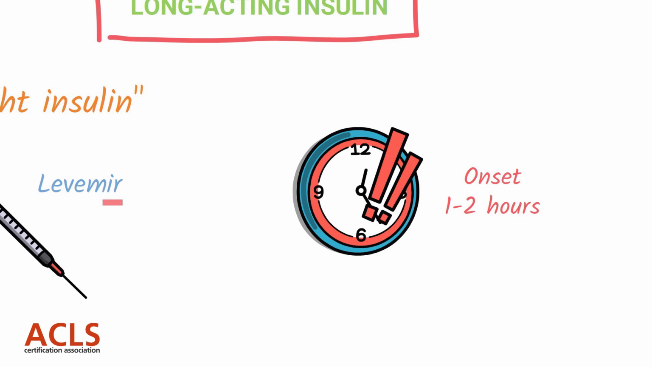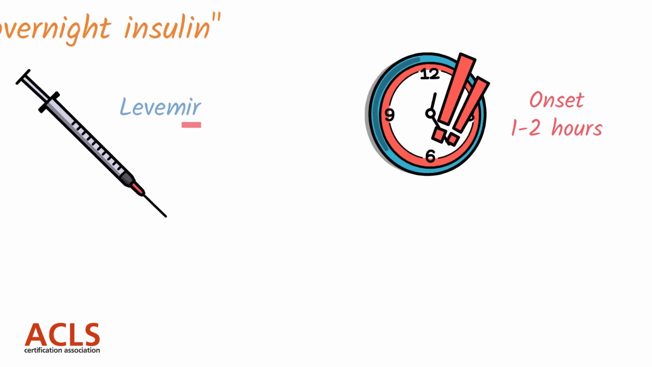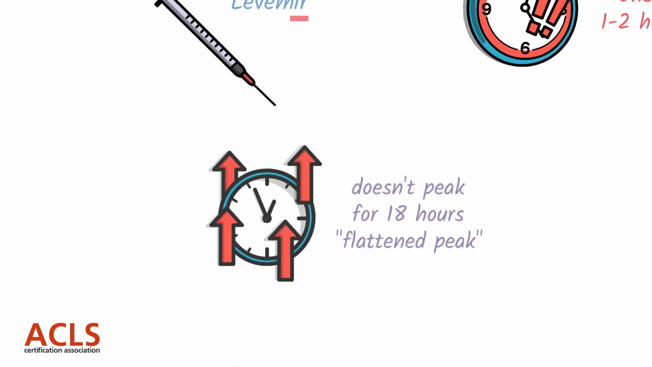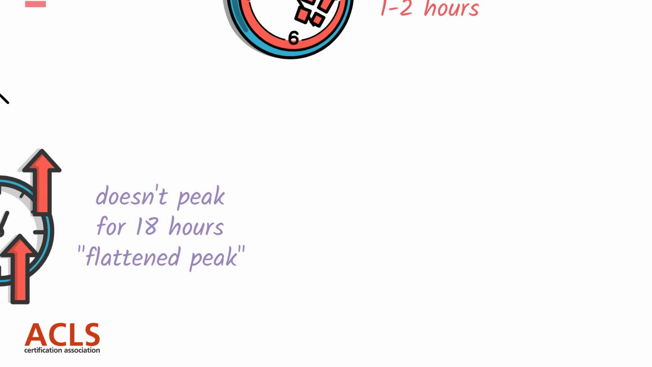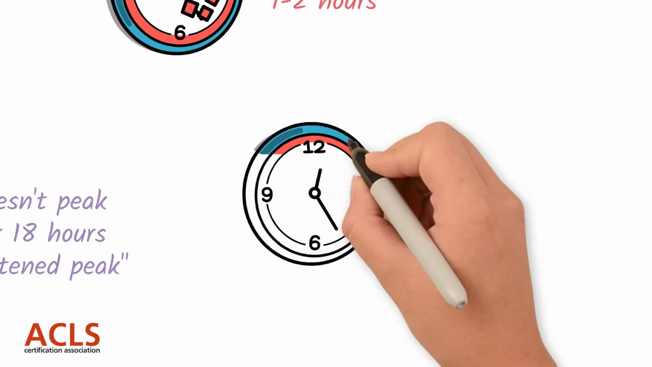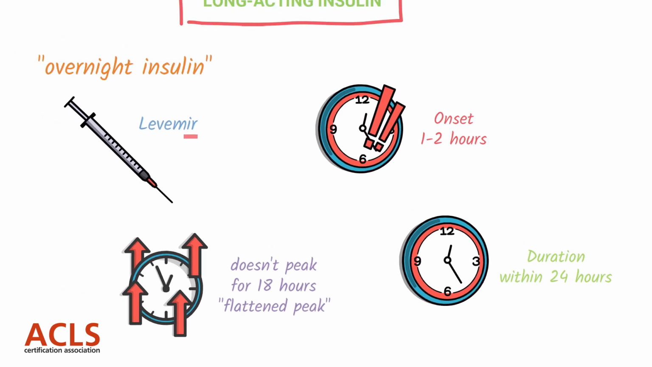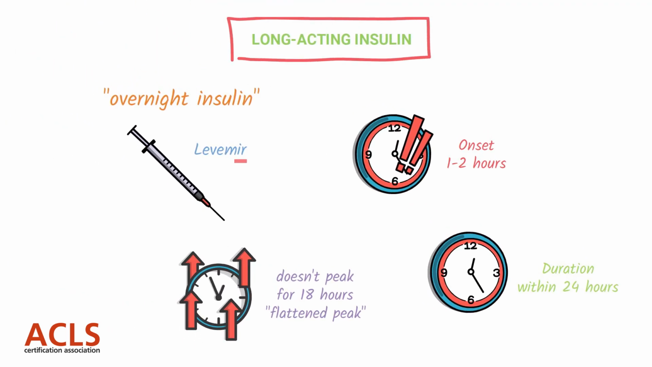So within 1 to 2 hours, the Levemir or the Detemir is working. It doesn't peak for 18 hours. And then within about 24 hours, it is out of the patient's system. So long acting is your Levemir. Its onset, again, is not too different than the rest of your insulins. The peak is in 18 hours, and within 24, it is out of the patient's system.